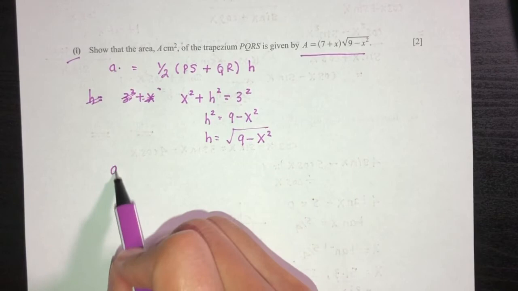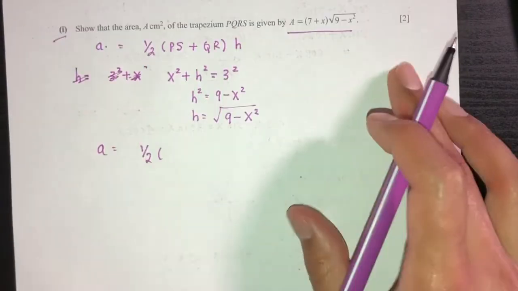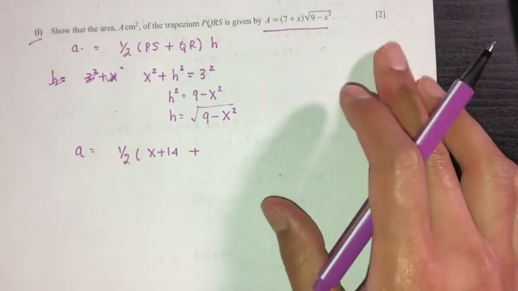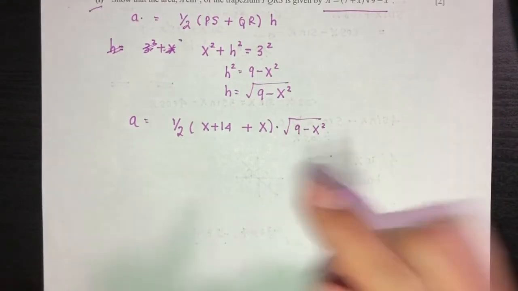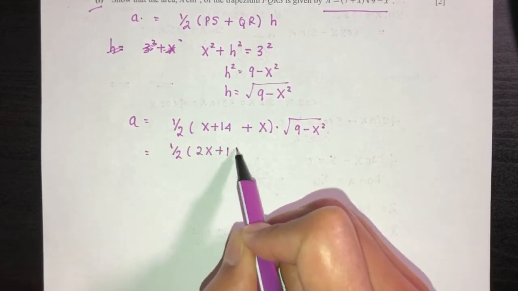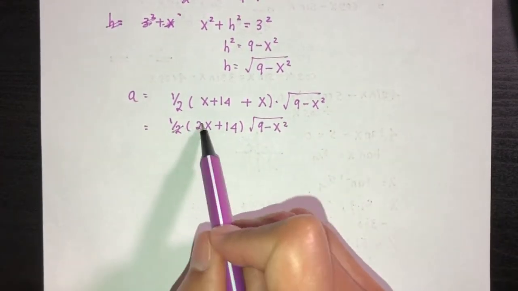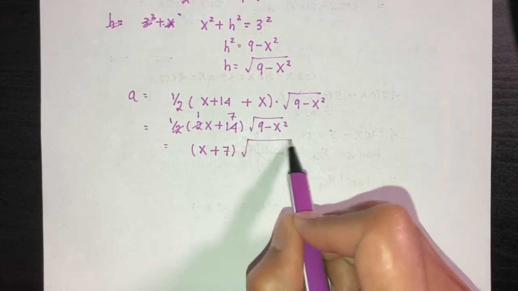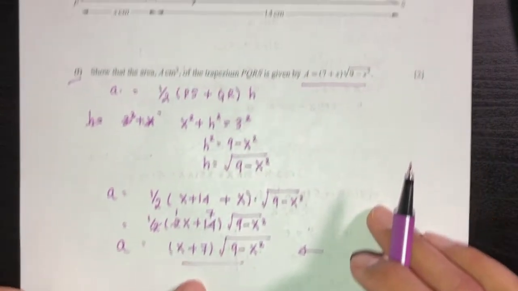Okay, so to find the area, we place it back in the equation. So half times, what is PS? PS is x plus 14. So x plus 14 plus QR. QR is just x, plus x, times the height, which is root of 9 minus x square. That should be what? Let's see. That is half times 2x plus 14, root of 9 minus x square. Now divide by 2, you will have 1 and 7. That will be x plus 7 root of 9 minus x square. This is your area of trapezium, and this is the same as this, shown as required.